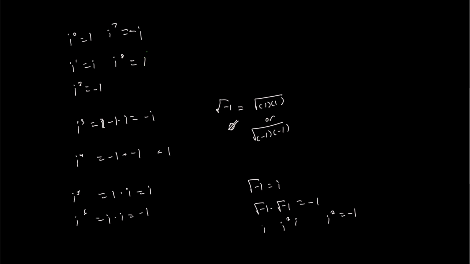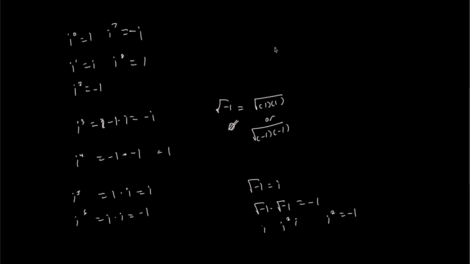And if you notice, there's a common similarity here. The same answer repeats every four exponents, meaning i to the 0 power is the same as i to the 4th. i to the 1st power is the same as i to the 5th. i to the 2nd power is the same as i to the 6th. i to the 3rd power is the same as i to the 7th. And i to the 4th power is the same as i to the 8th. Using this tool, you can solve for the exponents of larger imaginary numbers.